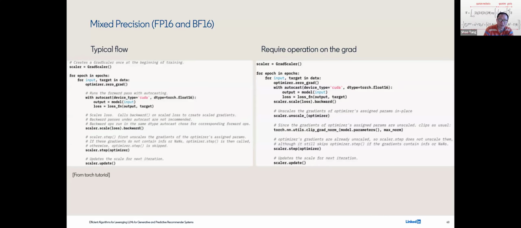So here is a typical torch flow. On the left is a typical flow when you have FP16, where you need loss scaling, right? In the middle, it's actually important to note that if we want to perform any type of operation on the gradient, we first need to unscale it. So let's say here we use gradient clipping, clip grad norm. We first need to unscale, and then we apply the clip grad norm, and then do the optimizer step and update.